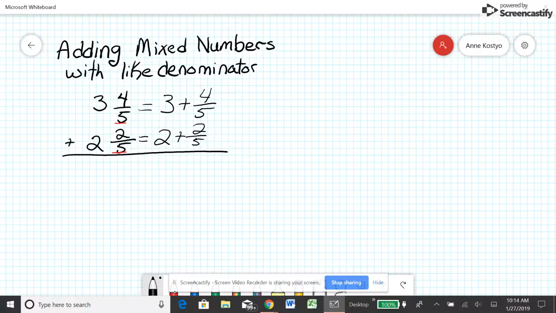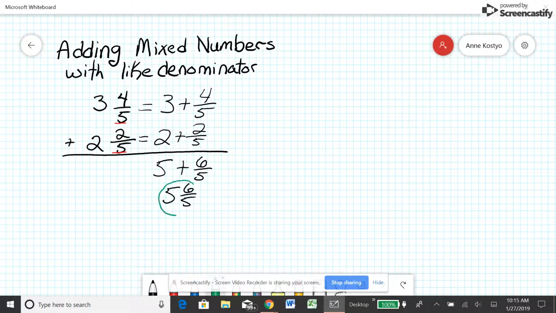We have 3 plus 2, which gives us 5. And we have our fraction portion, which will be 6/5. Now, I can combine these together, so our answer would be 5 6/5.